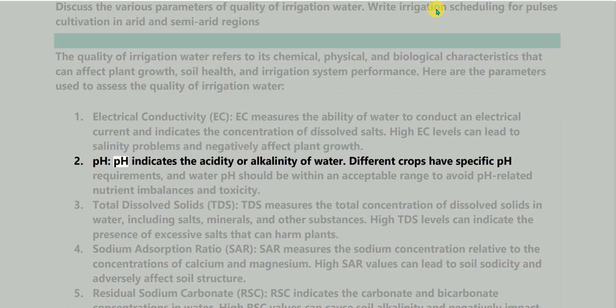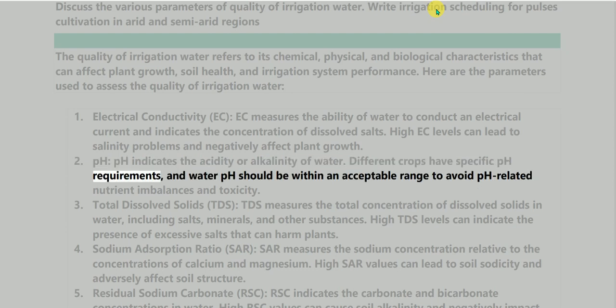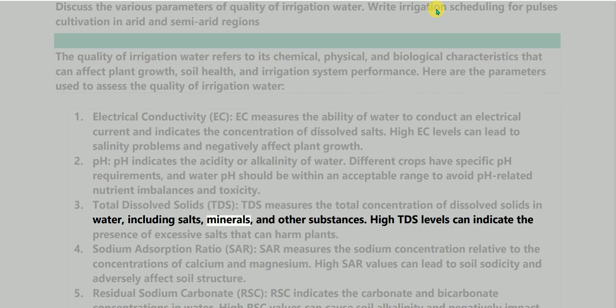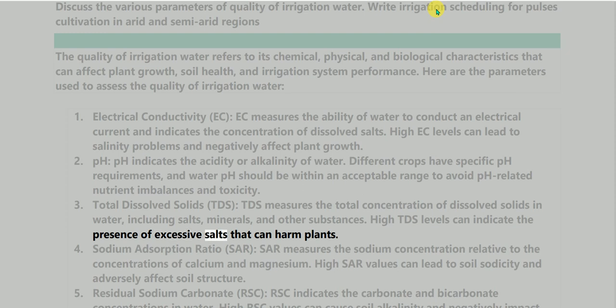2. pH. pH indicates the acidity or alkalinity of water. Different crops have specific pH requirements, and water pH should be within an acceptable range to avoid pH-related nutrient imbalances and toxicity. 3. Total dissolved solids. TDS measures the total concentration of dissolved solids in water, including salts, minerals, and other substances. High TDS levels can indicate the presence of excessive salts that can harm plants.